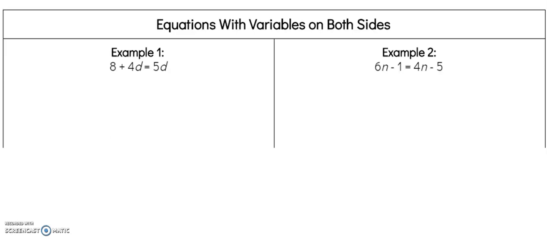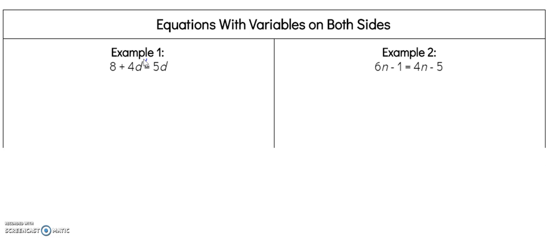The next type of equations that I'm going to review with you is equations with variables on both sides. So looking at example 1, normally we have a variable on one side of the equation and we want to solve for it. But in these examples, as you can see in example 1, we have the variable d on the left and the right side of the equal sign. So what I'm going to do right now is show you how we can turn that into a 1 or 2-step equation so that it'll be easier to solve.